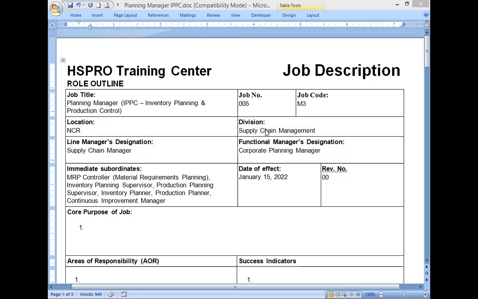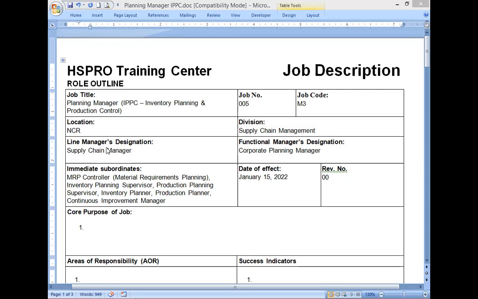And the division would be for supply chain management, SCM. Okay, and the line manager's designation is supply chain manager. So this position, planning manager, usually reports to a kind of senior planning manager, just like this one, corporate planning manager. But since you're talking about the supply chain management, which is based on one, two, or three SBUs, it's just appropriate that this job should report to the supply chain manager.